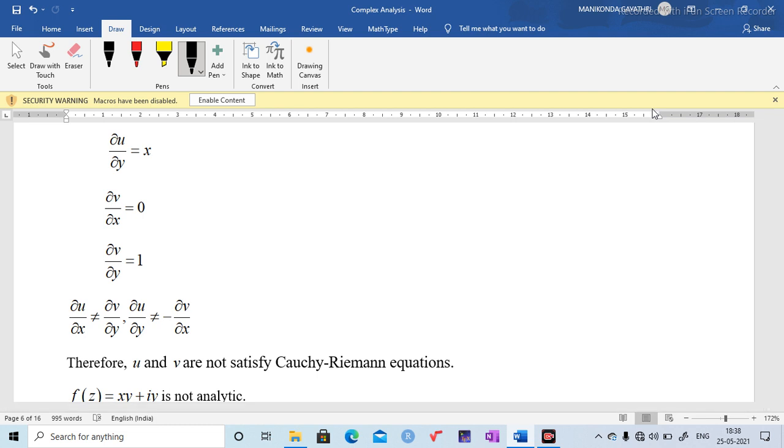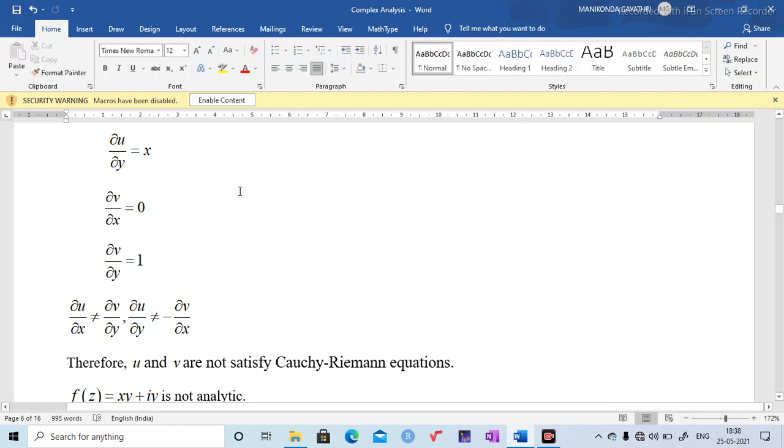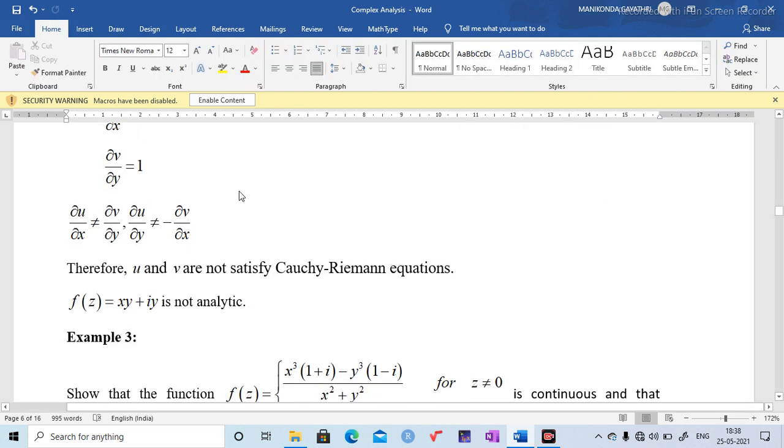Here you can observe the partial derivatives do not satisfy these conditions. That's why u and v do not satisfy the Cauchy-Riemann equations. Therefore f of z is not analytic. Whenever f of z is analytic, first f of z is continuous and u and v satisfy the Cauchy-Riemann equations. In this question what happened? f of z is continuous but u and v do not satisfy the Cauchy-Riemann equations.